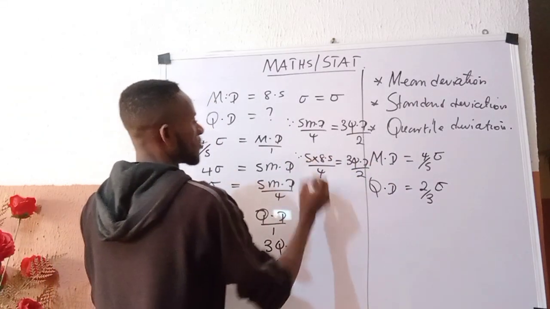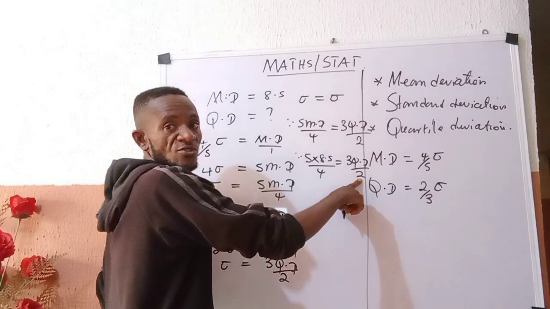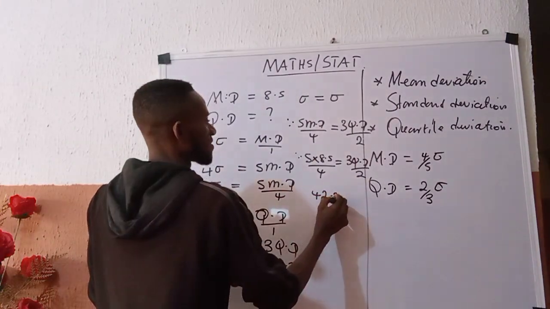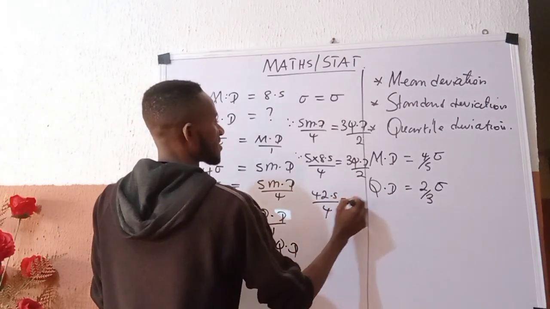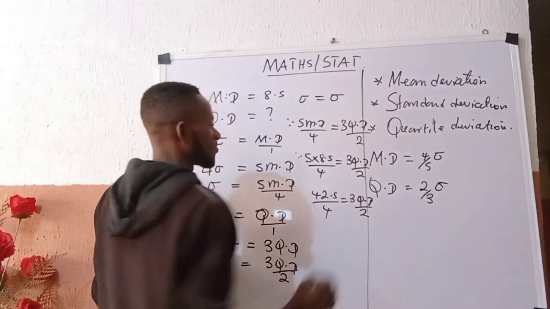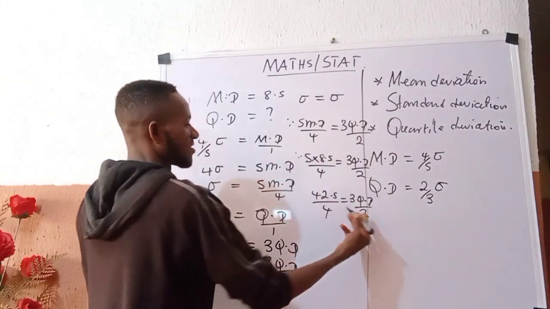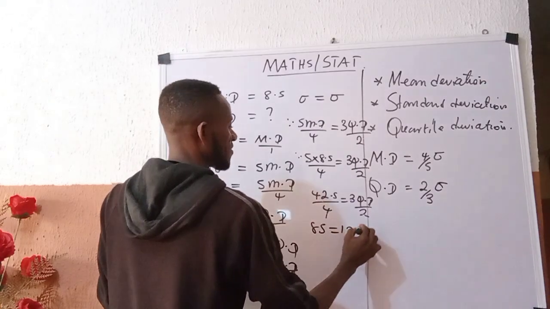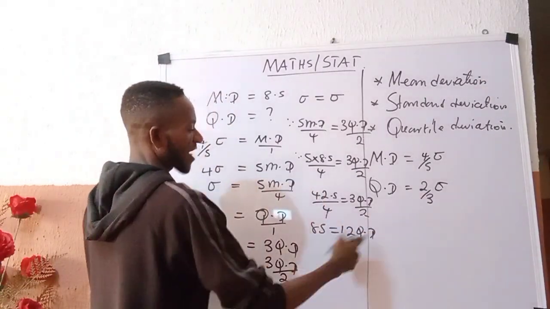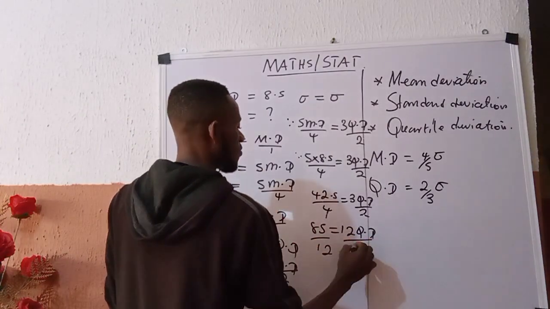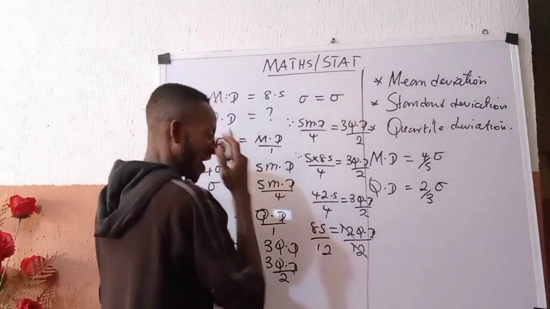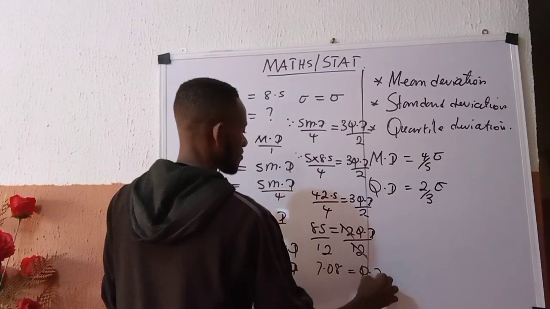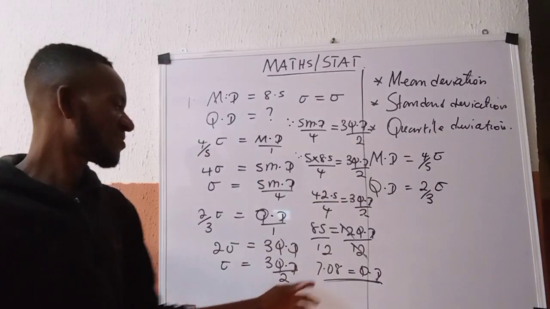So if I multiply this by this, and this by 2 here, I'll be able to have a value. 5 times 8.5 gives me 42.5, then all over 4, equals 3 Q.D all over 2. Then by way of cross multiplication, I'll have 85 equals 12 Q.D. By dividing both sides by the coefficient of Q.D, which is 12, this 12 can cancel this 12, and then I have that my Q.D is equal to around 7.08 thereabout. So that is the value of the Q.D.